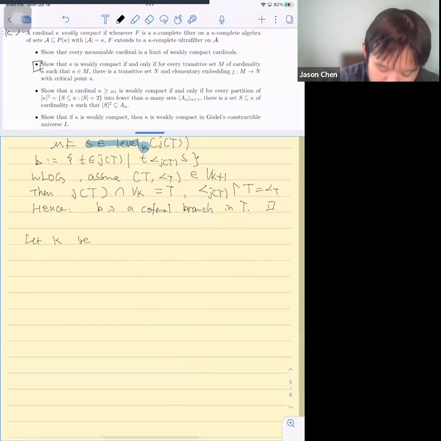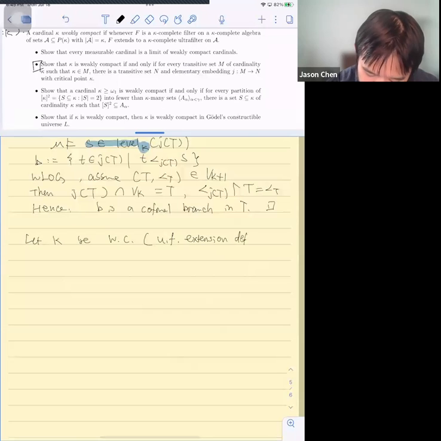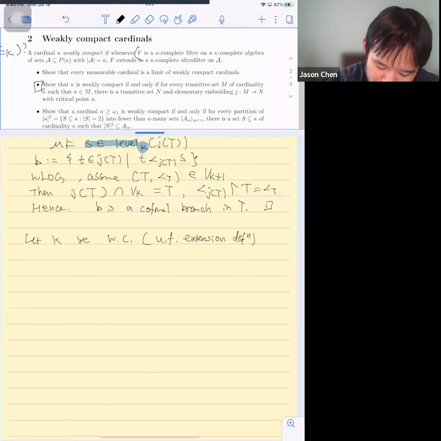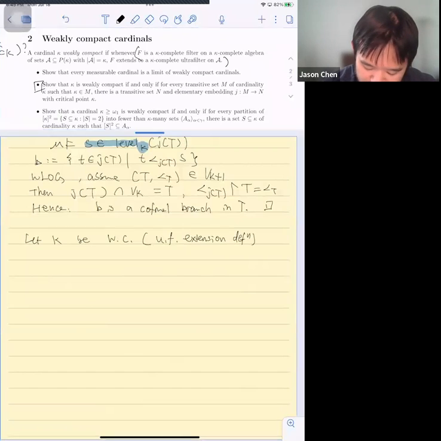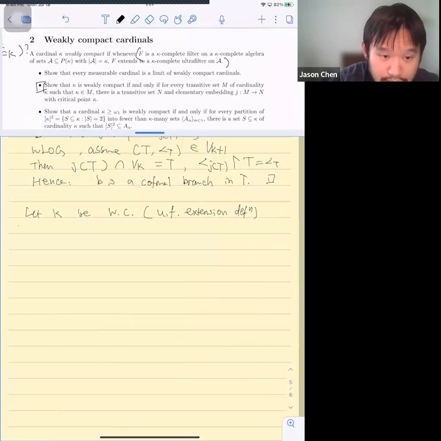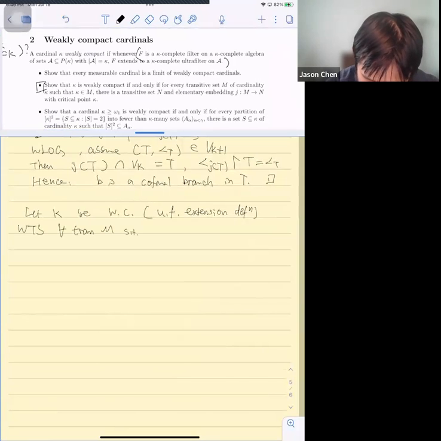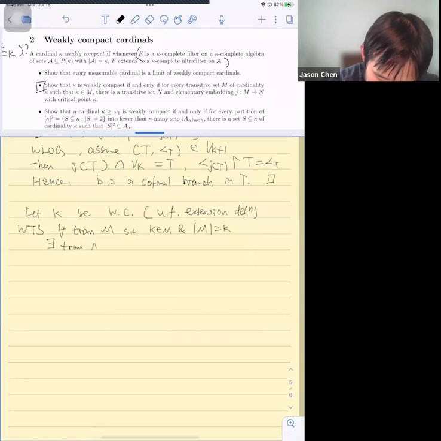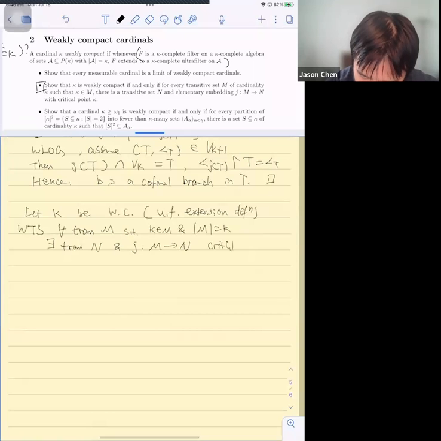Okay. So the setting is: let kappa be weakly compact, and here I'm using the ultrafilter extension definition. That is the definition in this note here about extending ultrafilters. So what do we want to show? For every transitive M such that kappa is in M and the cardinality of M is kappa, there is another transitive set N and an elementary embedding j going from M to N with critical point kappa.